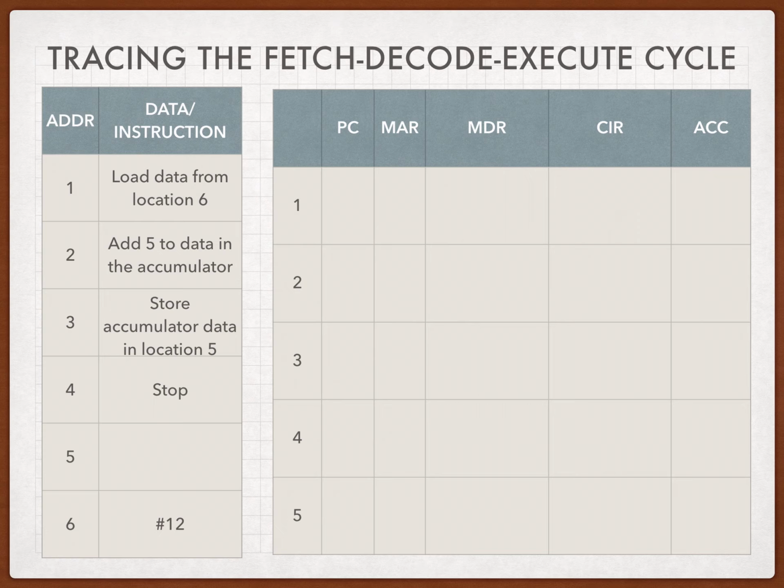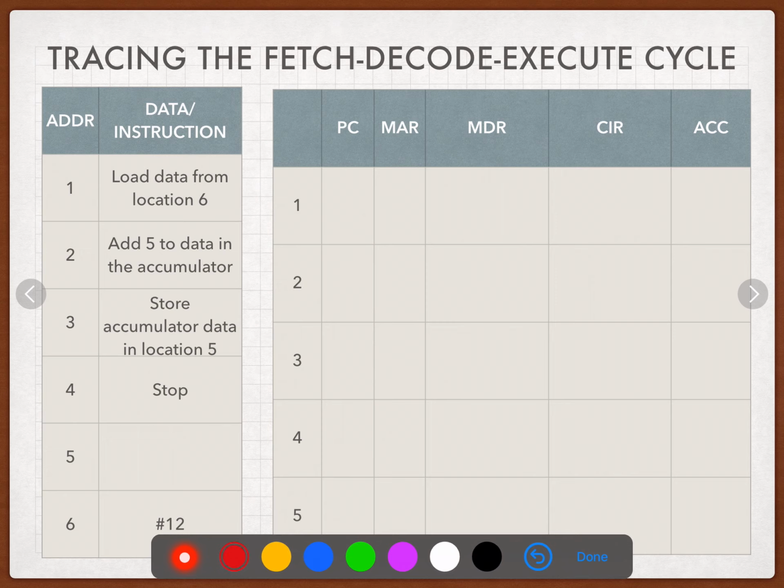I'm now going to show you how the fetch-decode-execute cycle would complete a set of instructions. On the left-hand side of the screen, you can see how the memory looks at the moment. And on the right-hand side of the screen, there is a trace table which I will fill in with you now. At the start of the fetch-decode-execute cycle, we do not know the values which are contained within the address register, the data register, the instruction register, or the accumulator. The only thing that we know at this point is that the program pointer is pointing to location 1.